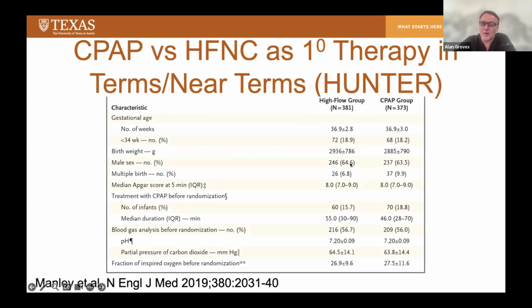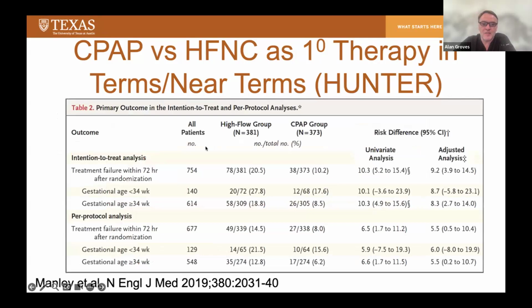Again, very much preoccupied with term babies. You could go down to the smaller babies, but in this case, only 20% of babies were less than 34 weeks. So Hunter is really telling us predominantly about term babies. Again, very well matched between the two groups, but again, significant differences in failure rate. So again, the high flow group, twice as high a failure rate as the CPAP group.